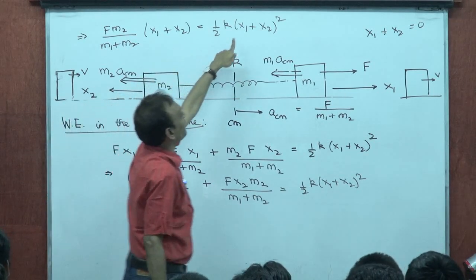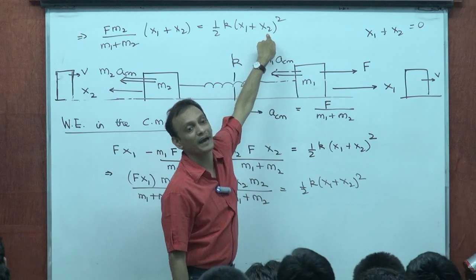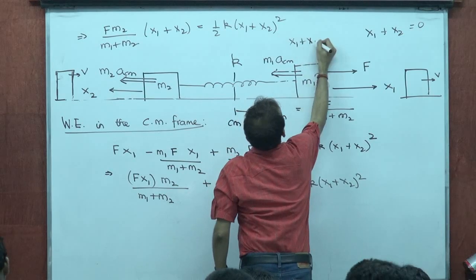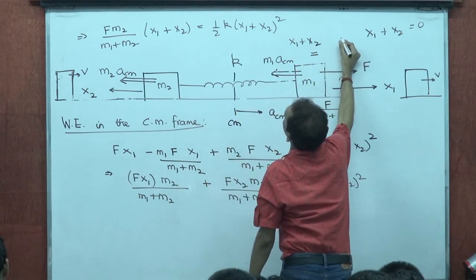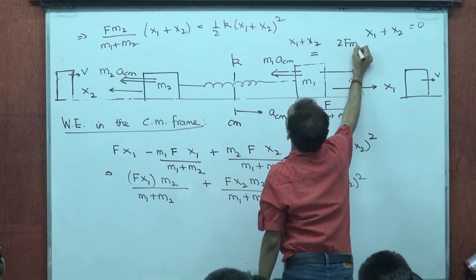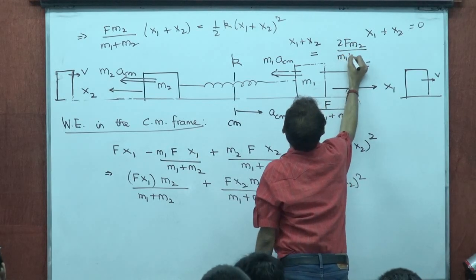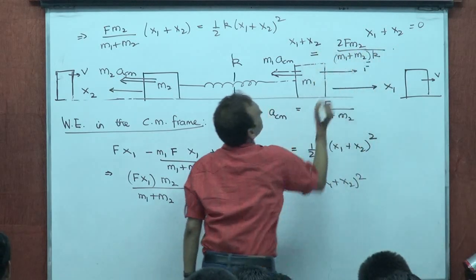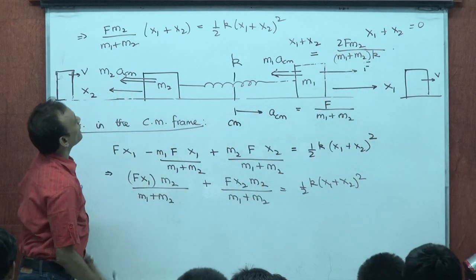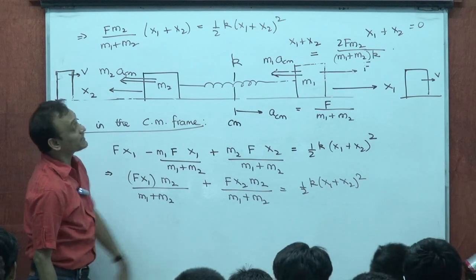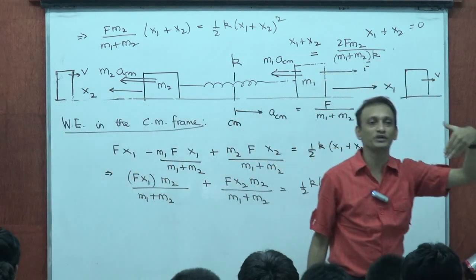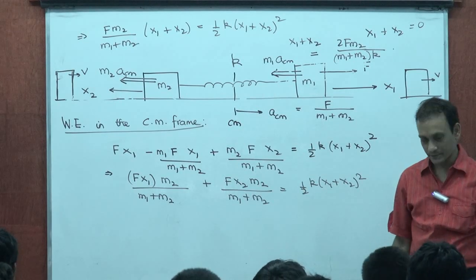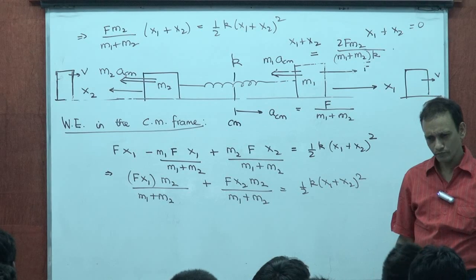The other value of x1 plus x2 gives me the maximum elongation. The other value of x1 plus x2 is 2F m2 by (m1 plus m2) into k. That must be the maximum elongation produced in the spring. Got me?